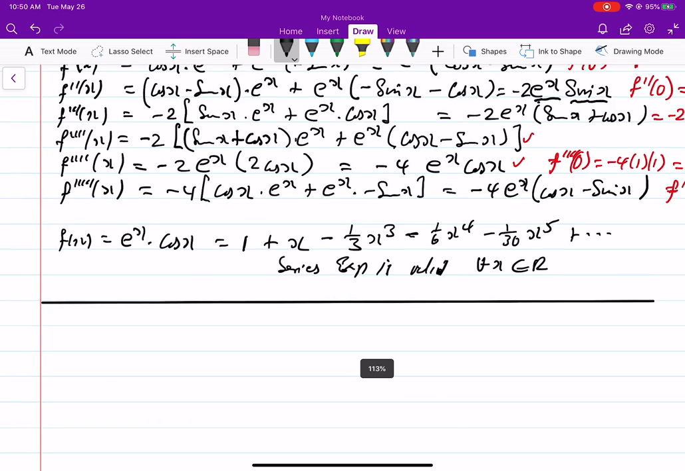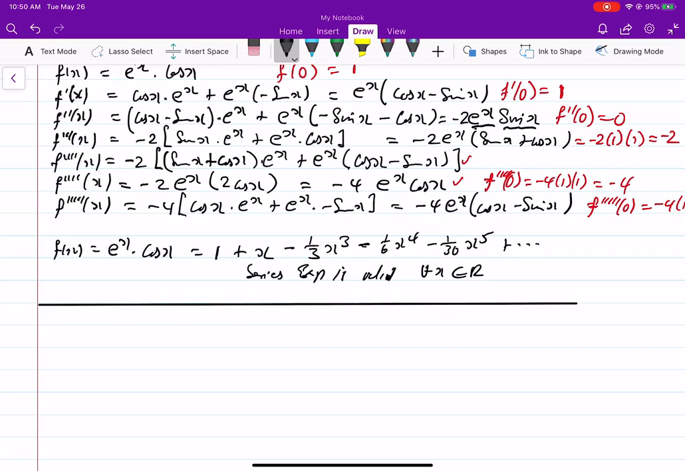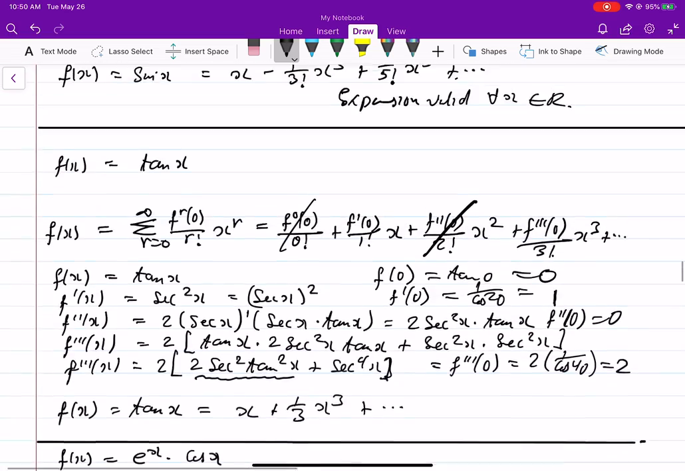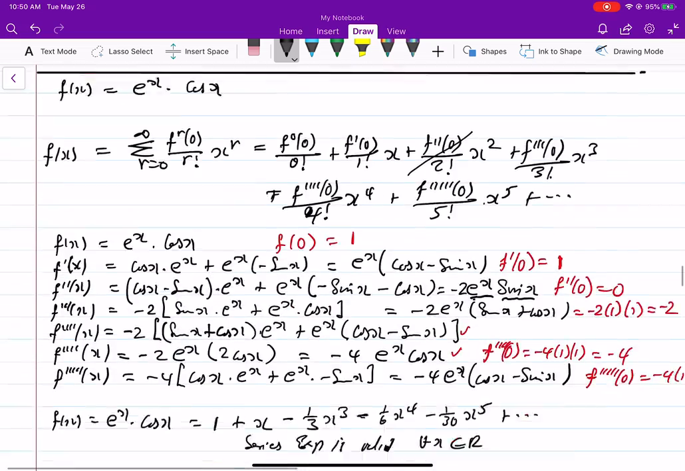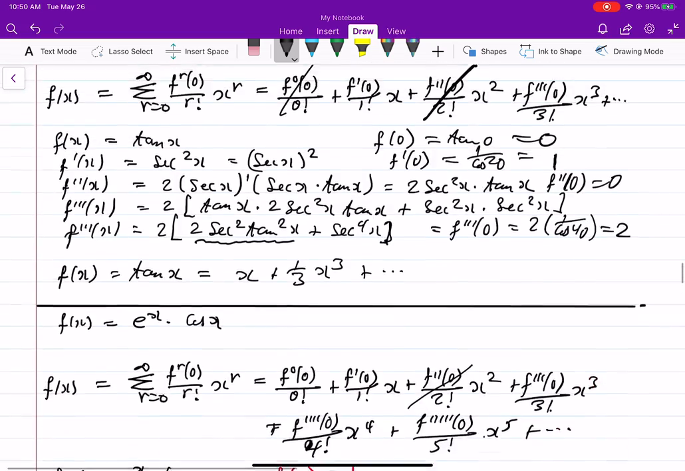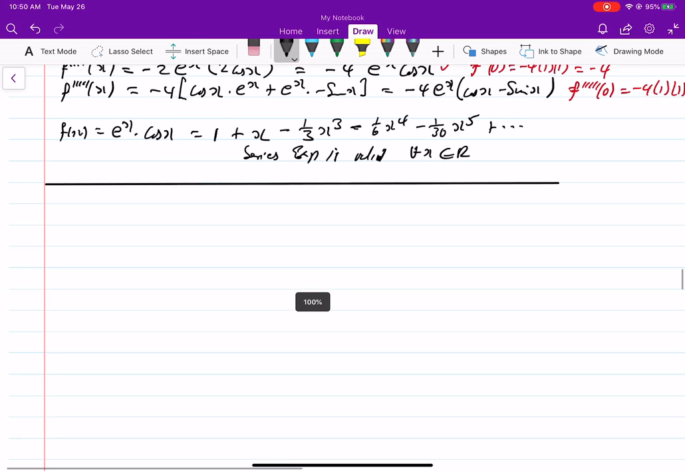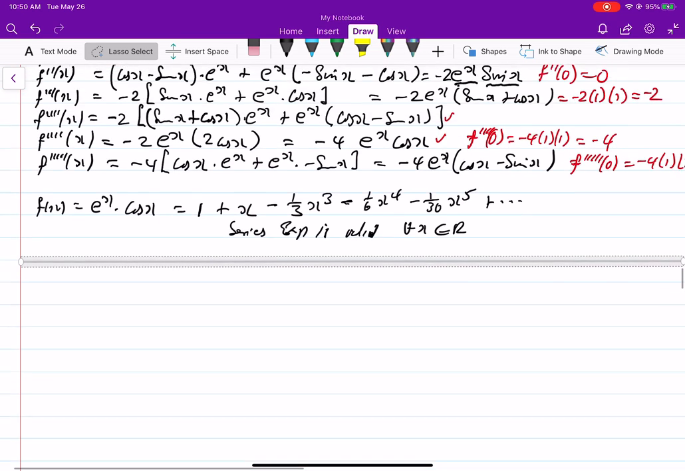Ooh, font size is huge. I see. What have I been doing? All right. I should expand this a little bit more on the corner there. All right, one more.